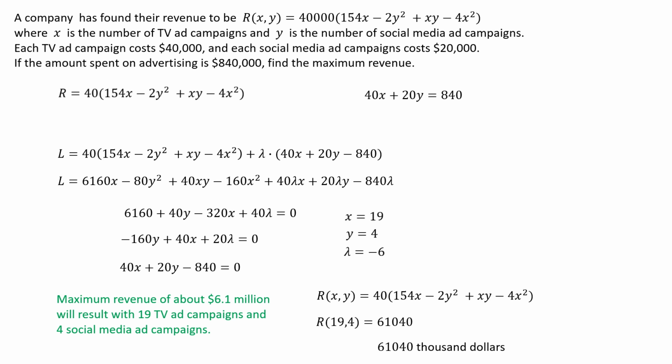And therefore, my conclusion is that I can maximize my revenue and get about $6.1 million if we have 19 TV ad campaigns and 4 social media campaigns.